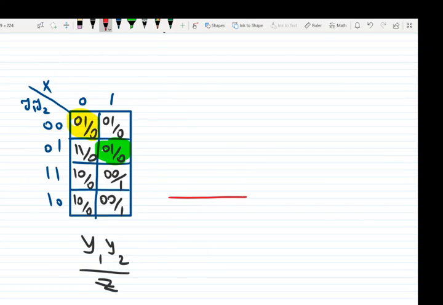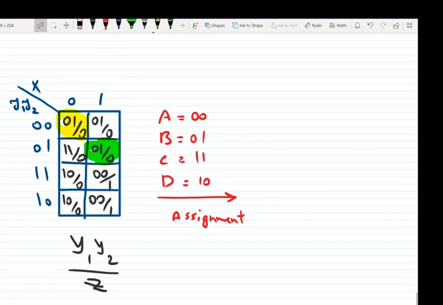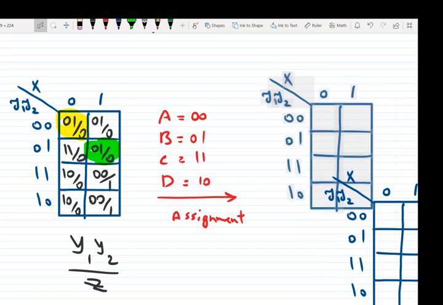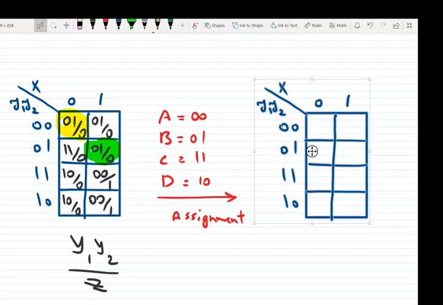And from here we do symbol assignments, and we say A is 00, B is 01, C is 11, and D is 10. Now we can easily convert this table to a form of alphabetic symbols for states, so state A, state B, state C, state D, and we can substitute the binary values in the cells with A, B, C, D.